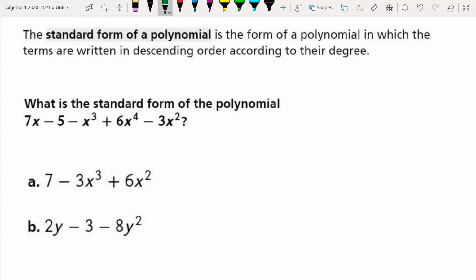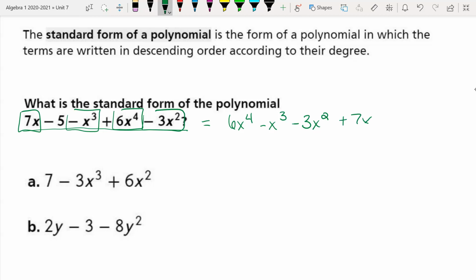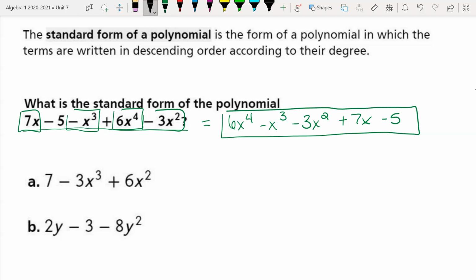So it says, what is the standard form of the polynomial? Well, I have all these terms. So there's 1, 2, 3, 4, 5 terms. I'm going to start with the highest exponent. So that would be 6x to the 4th. And then I'm going to go to the next highest exponent, which would be x cubed. And then the next one, negative 3x squared. And then the next one would be positive 7x. And the last one is going to be minus 5. And that's how you write it in standard form. You start with the highest exponent and work your way down.